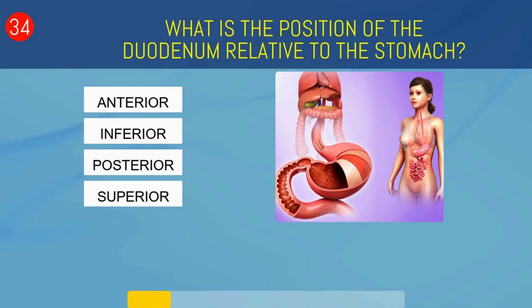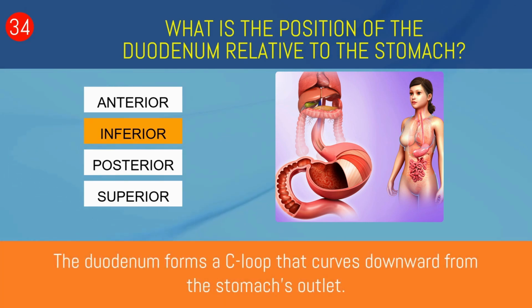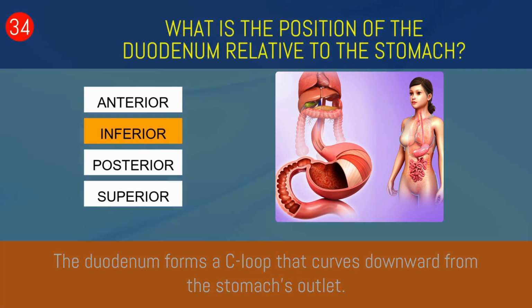What is the position of the duodenum relative to the stomach? Anterior, inferior, posterior, or superior? Inferior. The duodenum forms a C-loop that curves downward from the stomach's outlet.